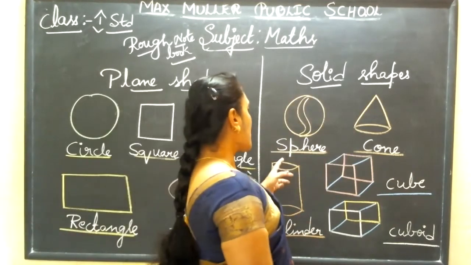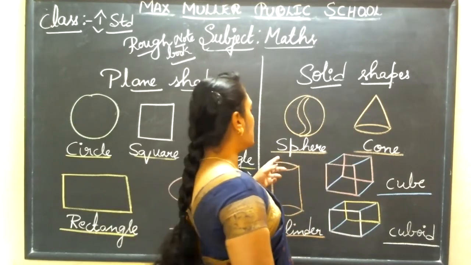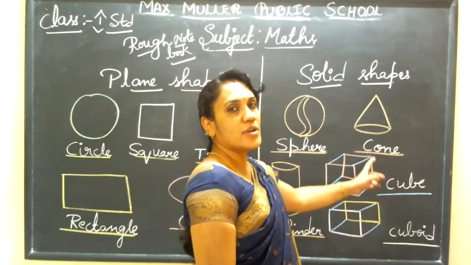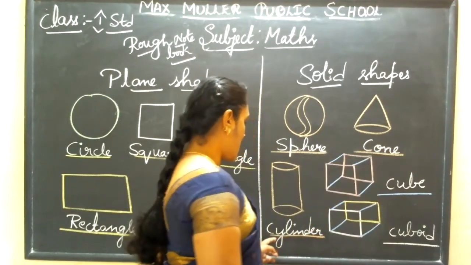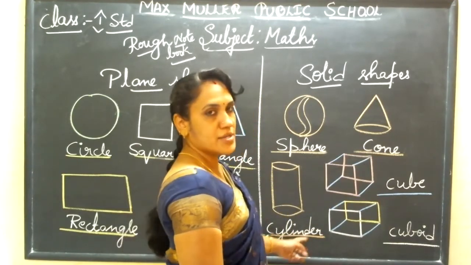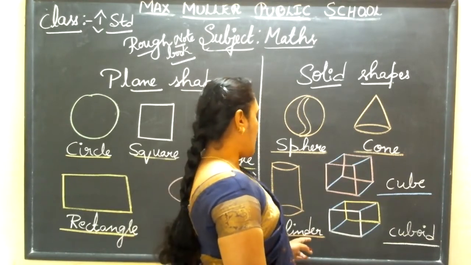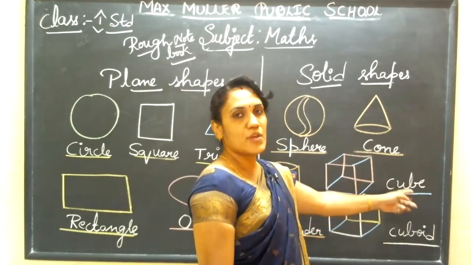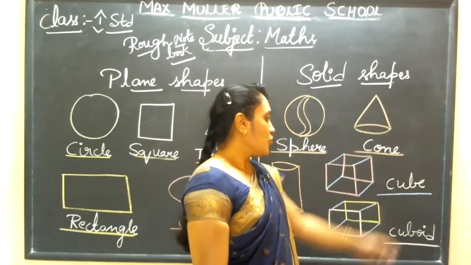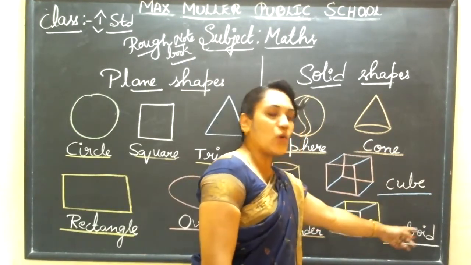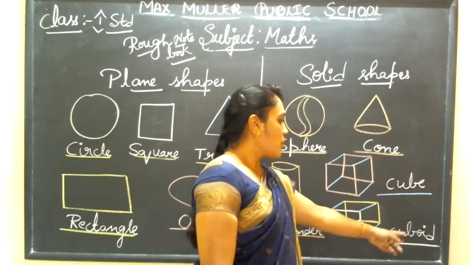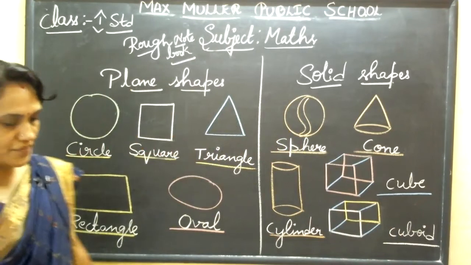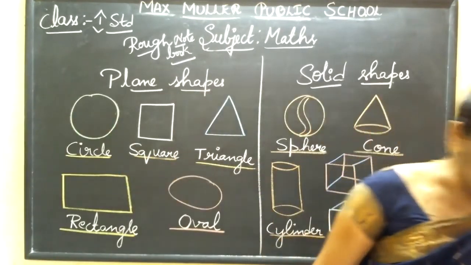Solid shapes. Sphere, sphere. Cone, cone. Cylinder, cylinder. Cube, cube. Cuboid, cuboid. Okay? Yes. So, these are all the mains you practice in rough note today.